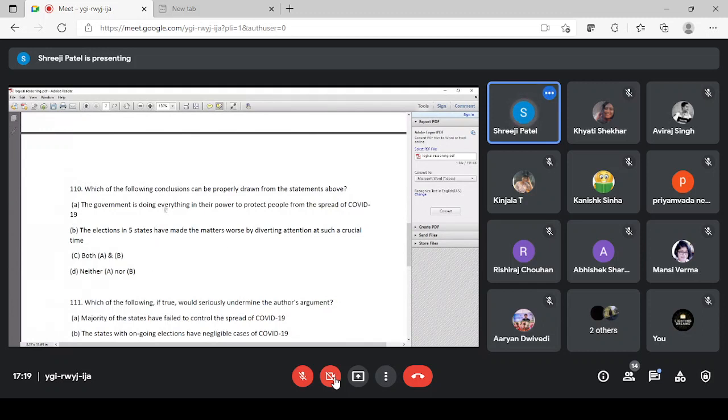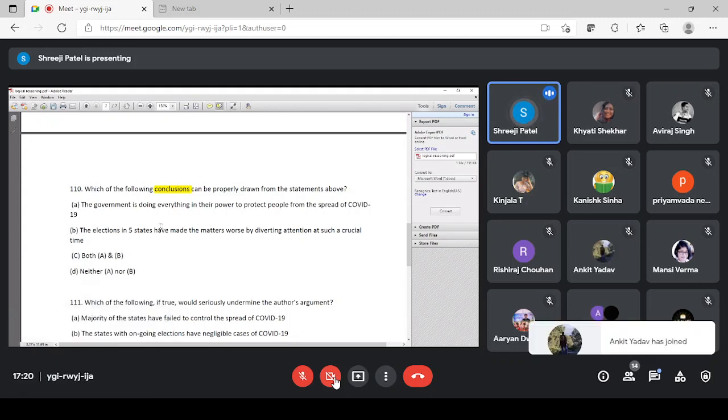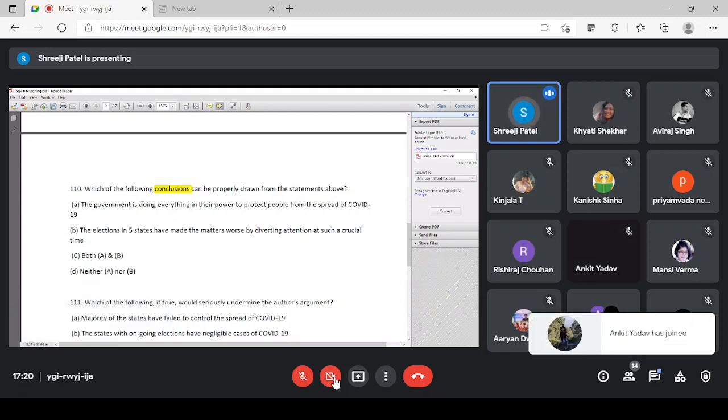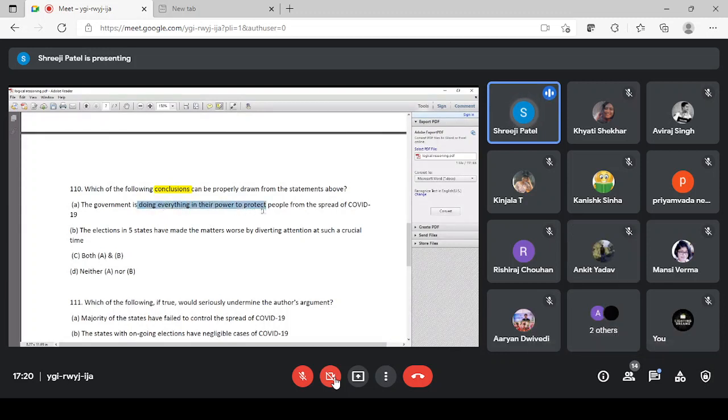Okay, so the question was: which of the following conclusions can be properly drawn? Our option one was: the government is doing everything in their power to protect the people from the spread of COVID-19. This is directly in contradiction with the intention of the author. No, the government is not doing what they can do. Therefore, this wouldn't be our answer.